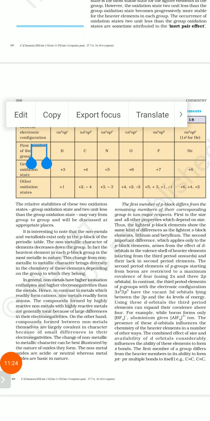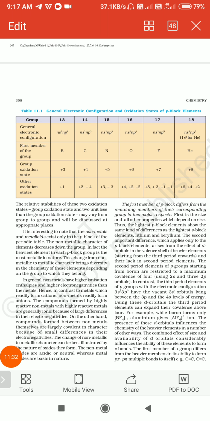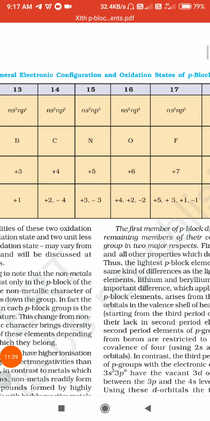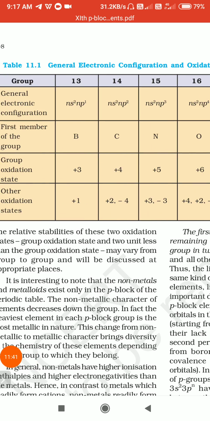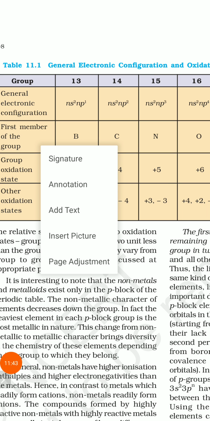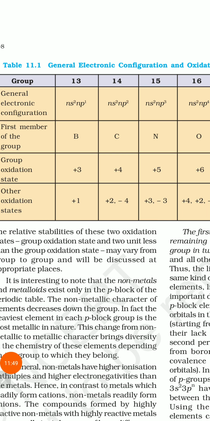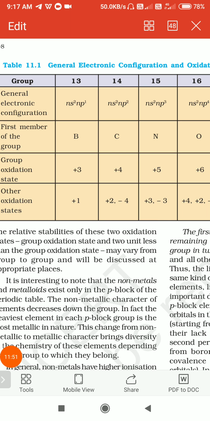Next, what is the first member of each group? For the 13th group, what is the first element? For the 14th group, what is the first element? For the 15th group? Like that, for all the groups, the first element is represented. So the 13th group's first element gives the boron family. Next, the 14th group's starting element gives the carbon family.